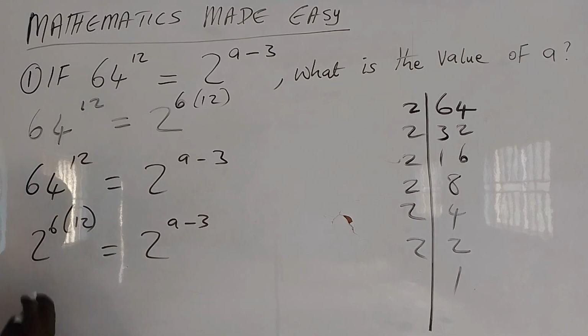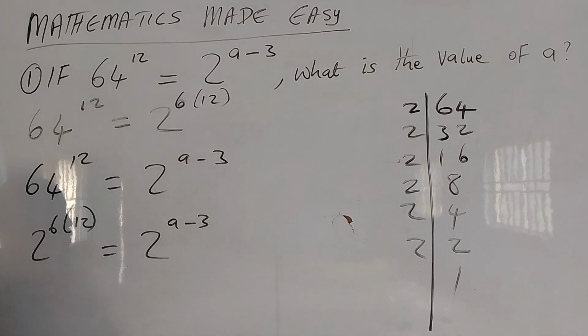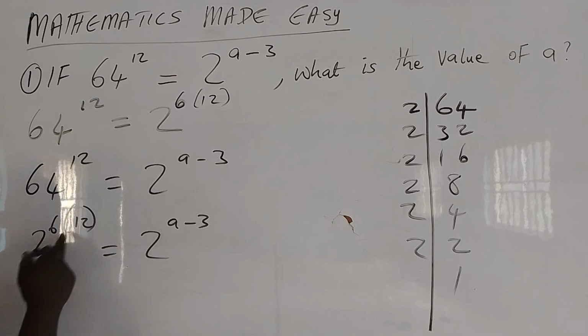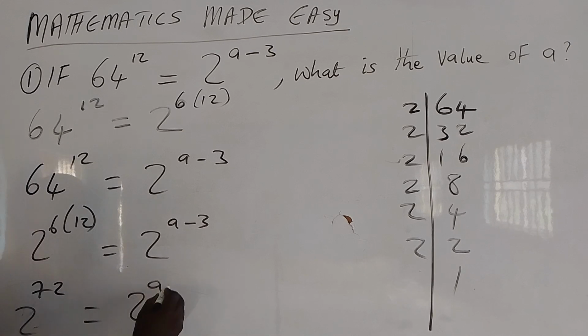Therefore, what you do is this. Which means 6 times 12. 6 times 12 is what? That's what you find yourself. 6 times 2 is 12. Write 2, carry 1. 6 times 1 is 6 plus 1 is 7. Which means 2 raised to the power 72 is equal to 2 raised to the power a minus 3.